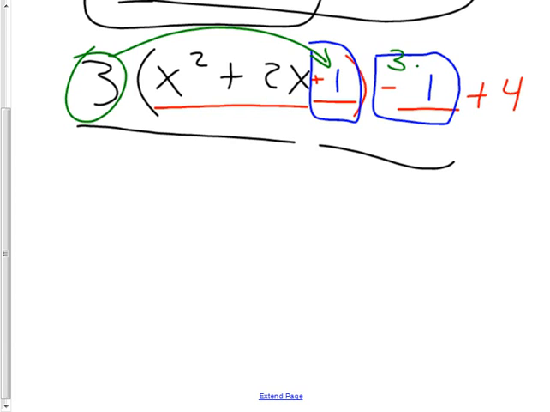3 times this one and 3, so that way this one's getting multiplied by 3, and that one's also getting multiplied by 3. 3 times the 1 would make 3. This 3 times that would make negative 3. Then they'll cancel each other out again.